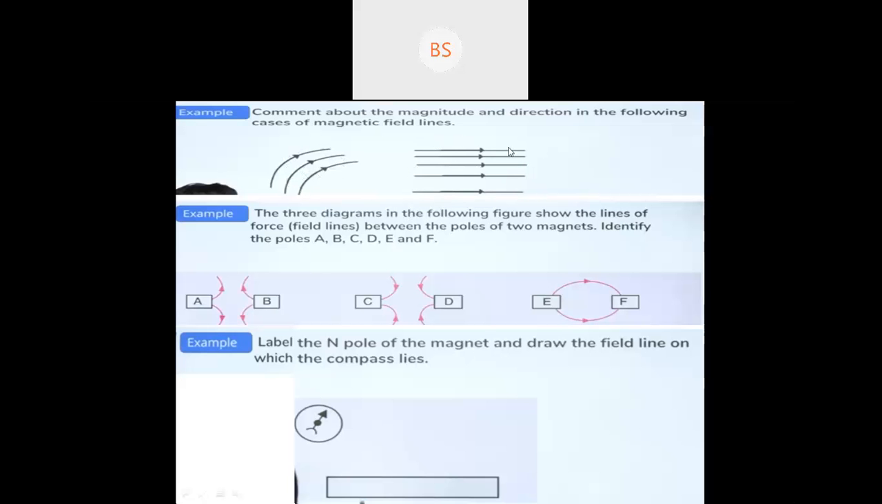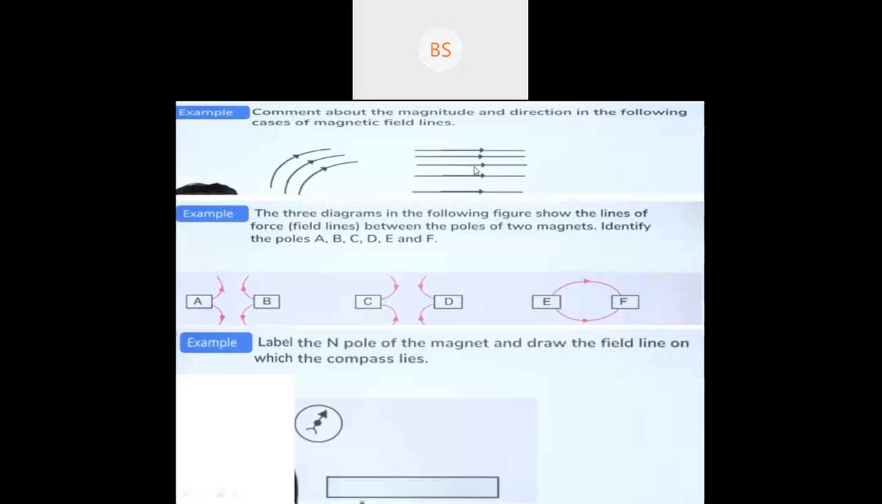But if you observe carefully, the distance between the magnetic field lines is not the same. It is not constant. Here the distance is less, then here it is comparatively more, then again more here as well, and so on. So the distance between the two magnetic field lines is not constant, whereas the direction is the same. In this scenario, the direction is constant, but the magnitude is not constant.